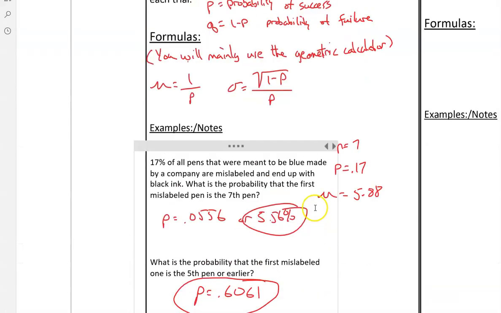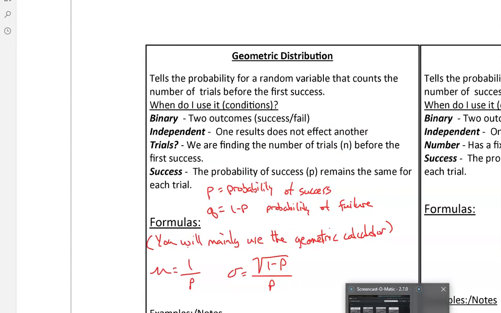All right, that is everything for the geometric distribution problems.